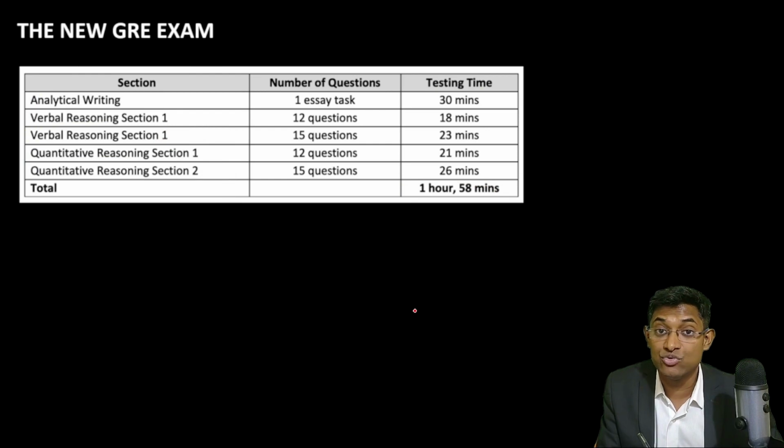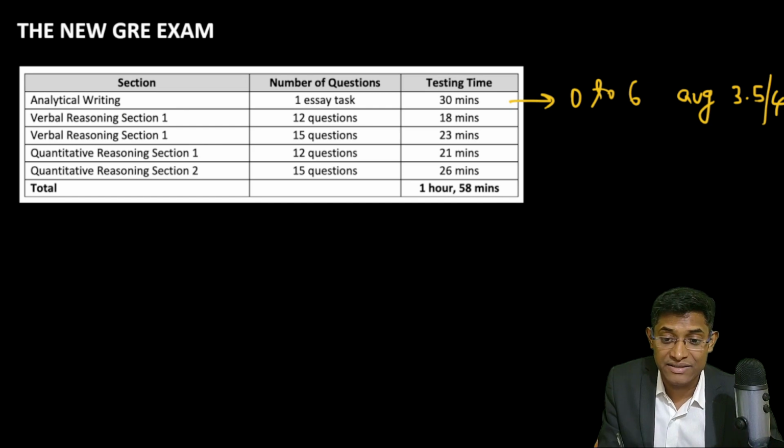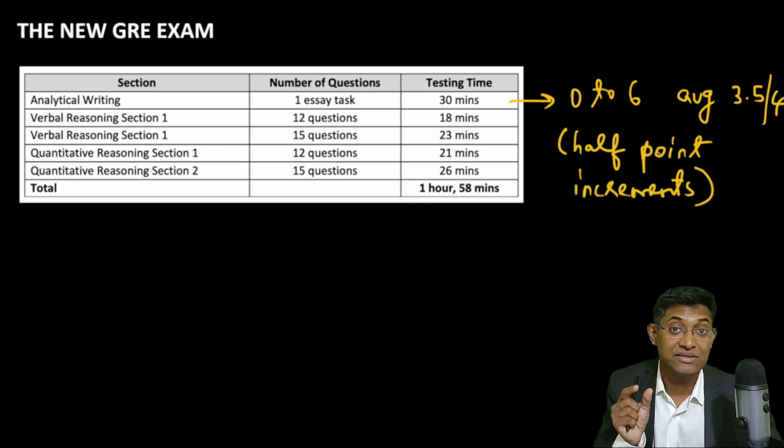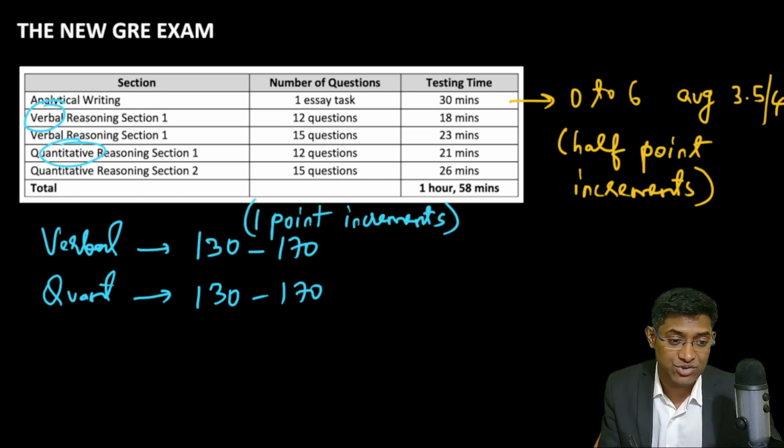Now when it comes to scoring, the analytical writing section will give you a score between 0 to 6. The average score that students typically tend to get is between 3.5 and 4, and for the analytical writing section the increments are in 0.5 points. Now when it comes to verbal reasoning and quantitative reasoning, the scores range between 130 and 170 each, in 1 point increments.